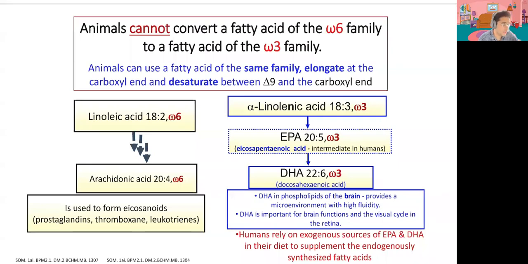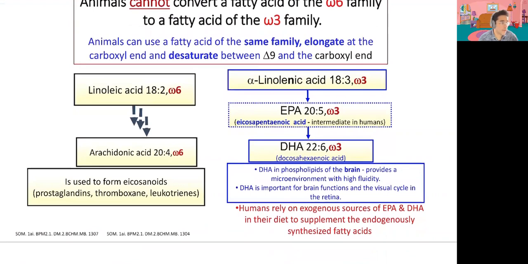A great example, what we covered in term 3 and term 4, is arachidonic acid. Arachidonic acid makes up prostaglandins, thromboxanes, and leukotrienes. You guys are going to learn about those in T3 and T4, which involve a lot with your inflammation, deal with how you have a fever, and multiple other things like bronchodilation, bronchoconstriction.